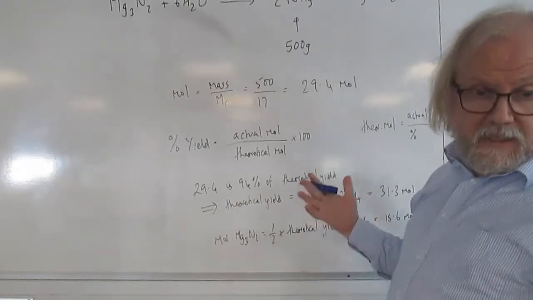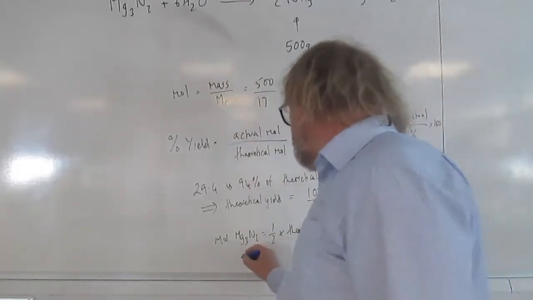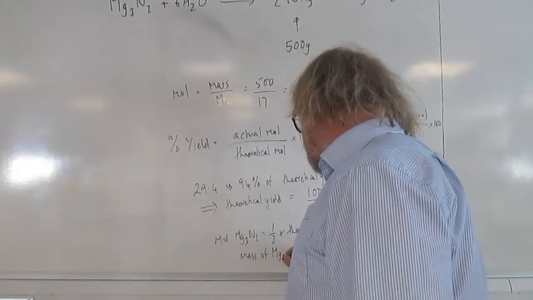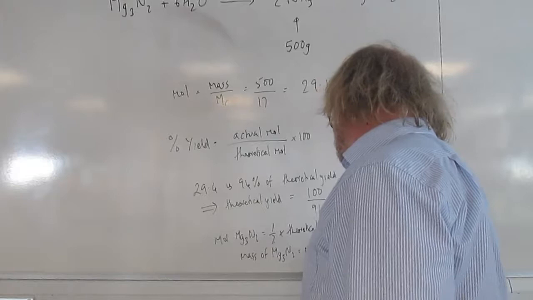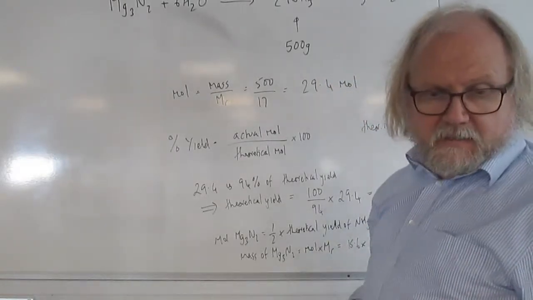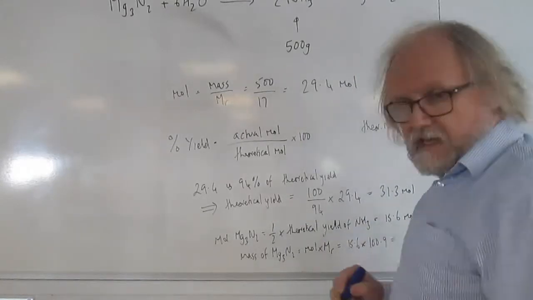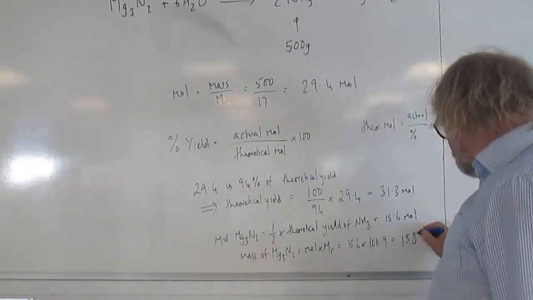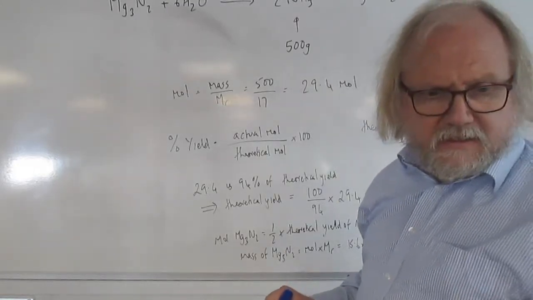And the final step is just to turn that into a mass. So you get mass of Mg3N2 is moles times Mr, which is 15.6 times, if you add up magnesium nitride, it comes to 100.9, and that gives you 1580 grams once it's rounded a little bit, and therefore the answer is A for that one.